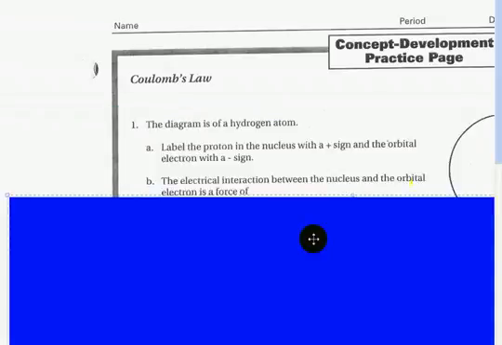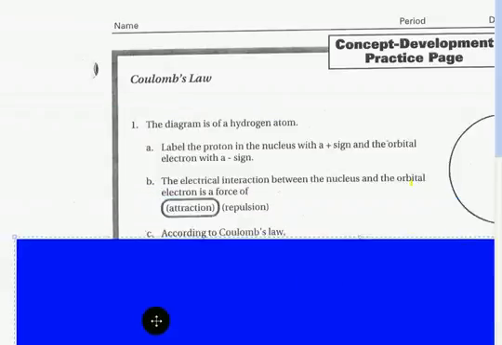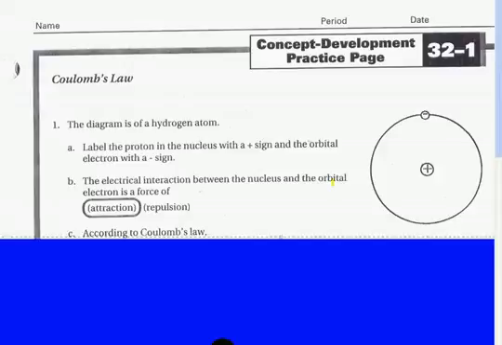This is a diagram of a hydrogen atom. Label the proton with a plus sign and the orbital electron with a negative sign. The electrical interaction between the nucleus and the orbital electron is a force of which one? It is a force of attraction, right? That's what holds an atom together.